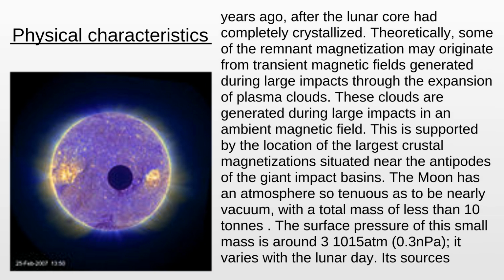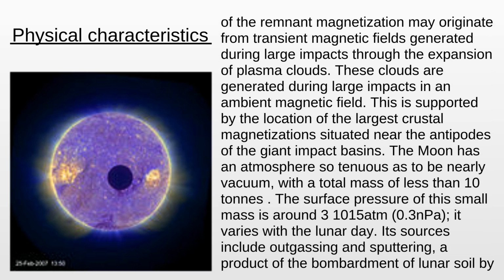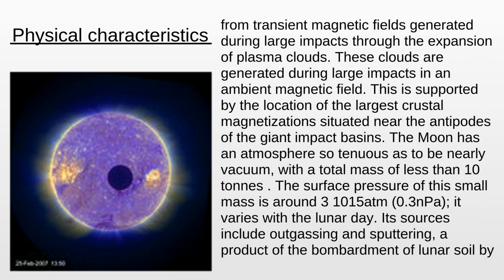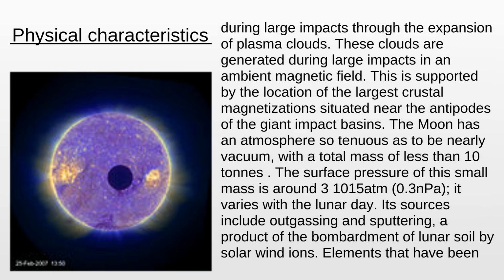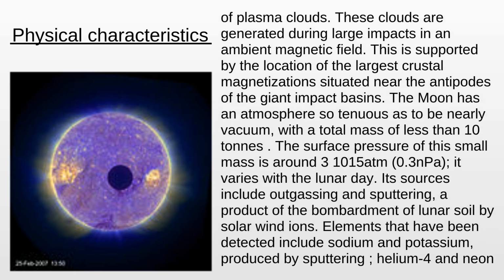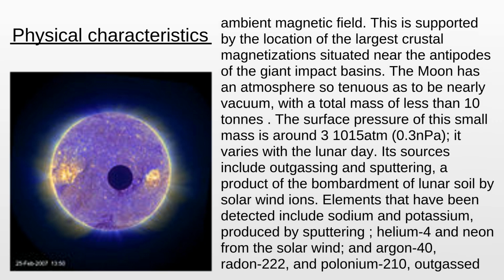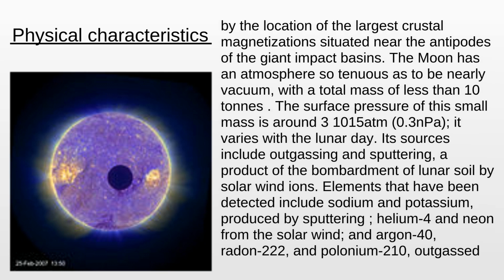Theoretically, some of the remnant magnetization may originate from transient magnetic fields generated during large impacts through the expansion of plasma clouds. These clouds are generated during large impacts in an ambient magnetic field. This is supported by the location of the largest crustal magnetizations situated near the antipodes of the giant impact basins.